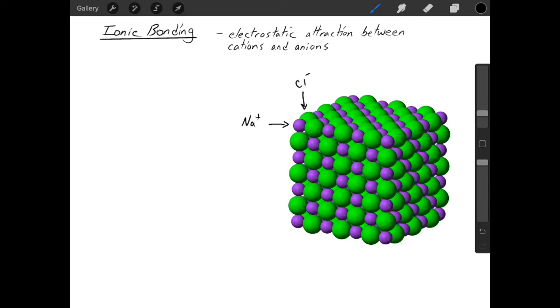Things like brittleness. To break an ionic compound means breaking this very stable lattice structure, and very high melting points. All of the different attractions holding these ions together are very strong, so it takes a lot of energy, a very high temperature, to force them to melt or separate.